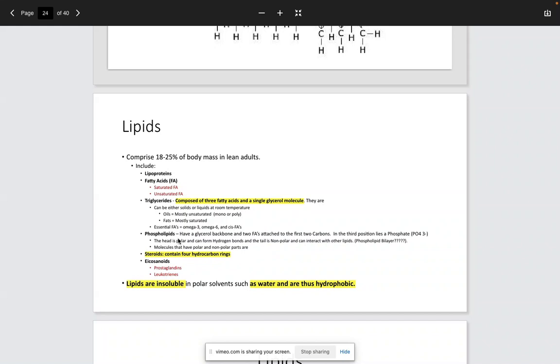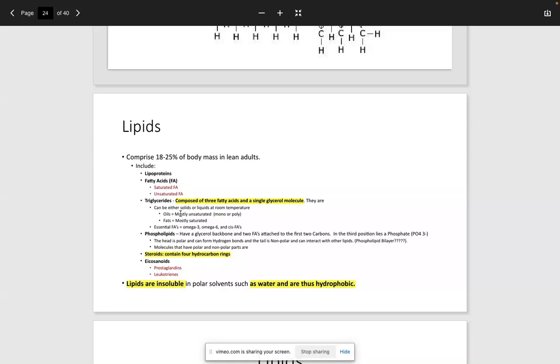Moreover, about lipids, we have different forms of lipids. We have lipoproteins, fatty acids. We have something called triglycerides. And triglycerides are going to consist of 3 fatty acids and a single glycerol molecule. And essentially that makes sense if you think about the name triglyceride, right? Tri, meaning 3 fatty acids and then a single glycerol molecule.